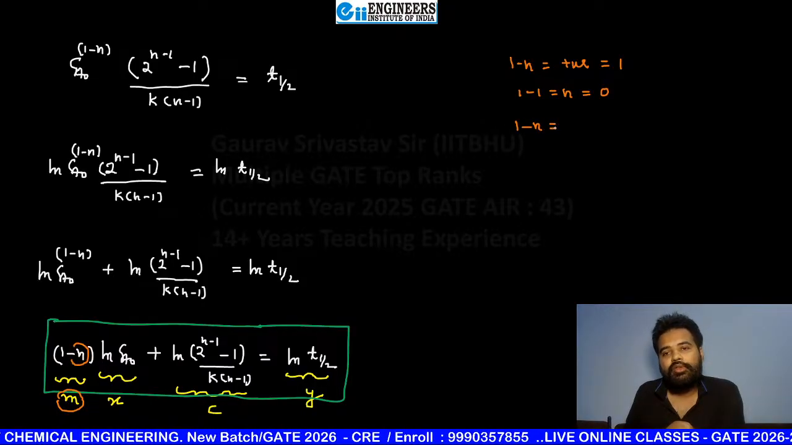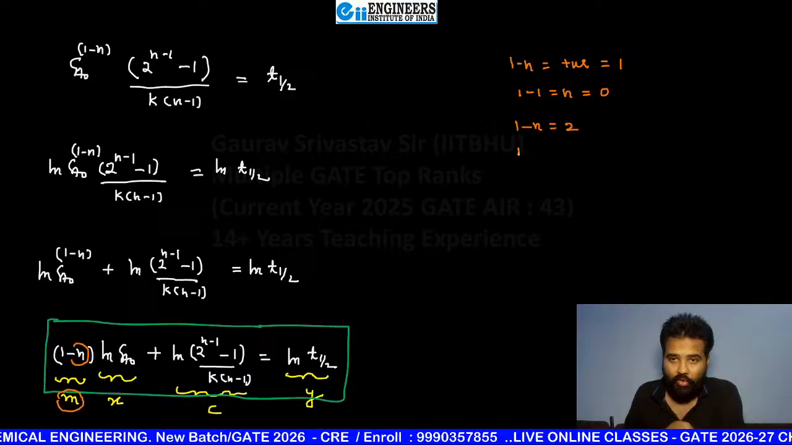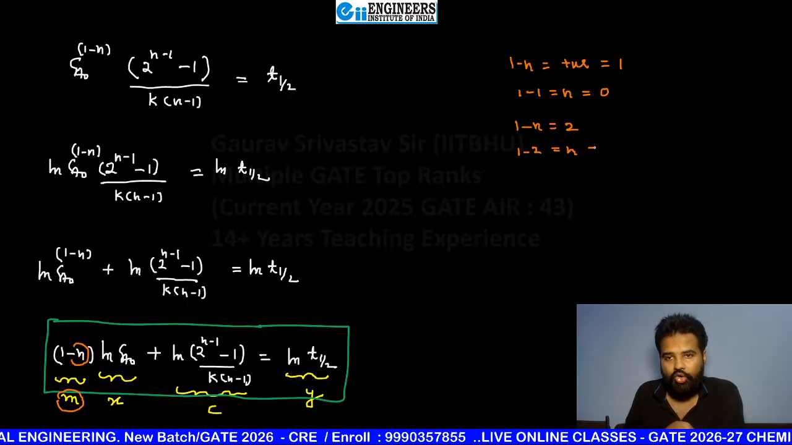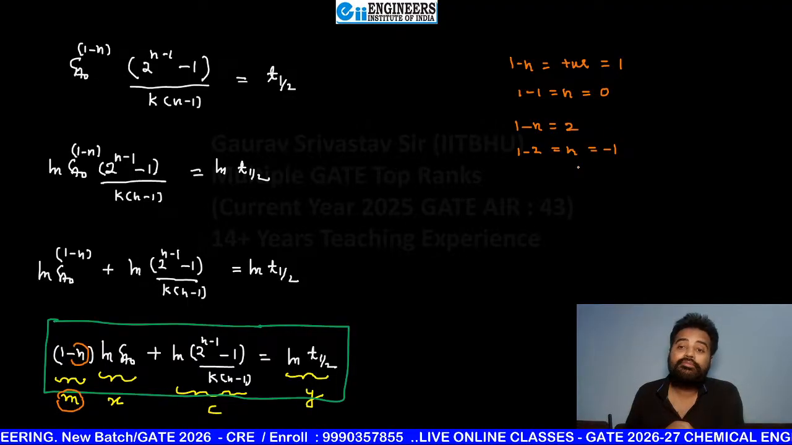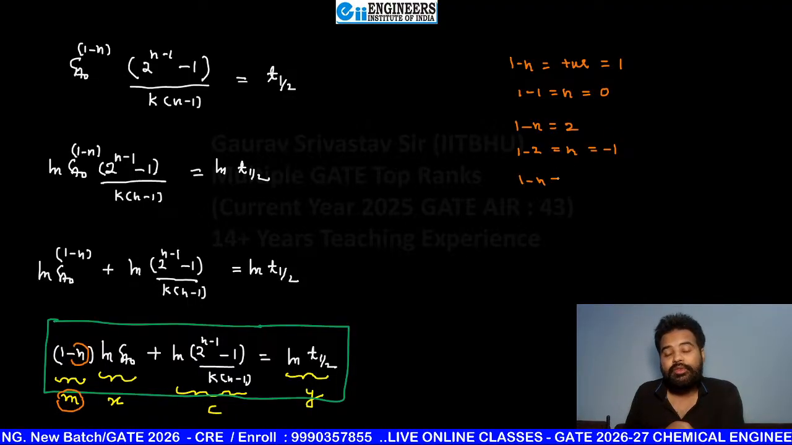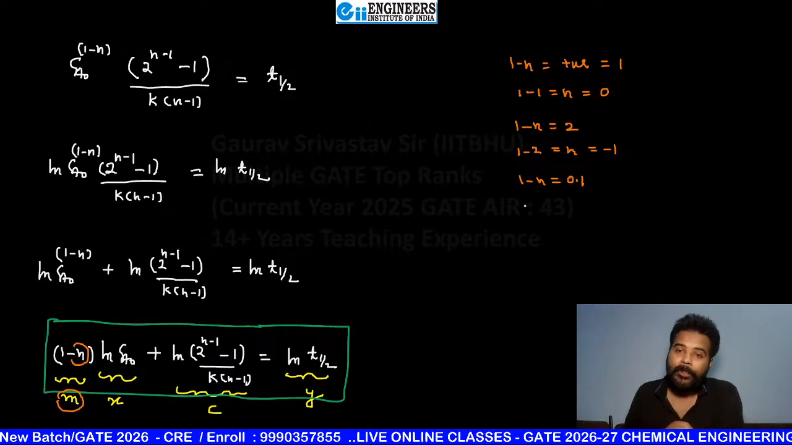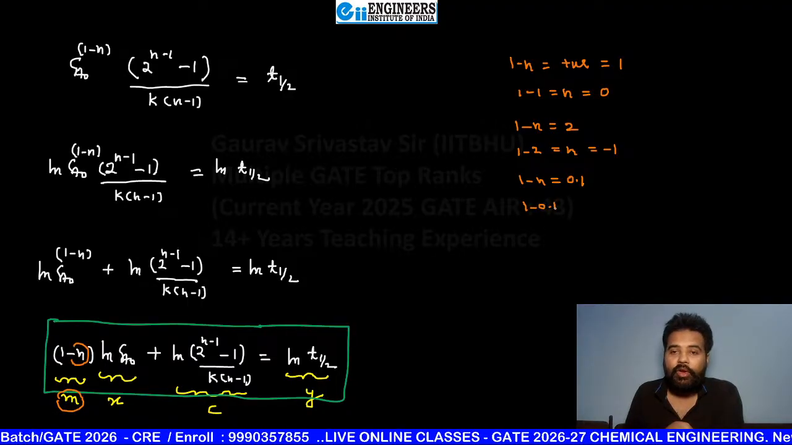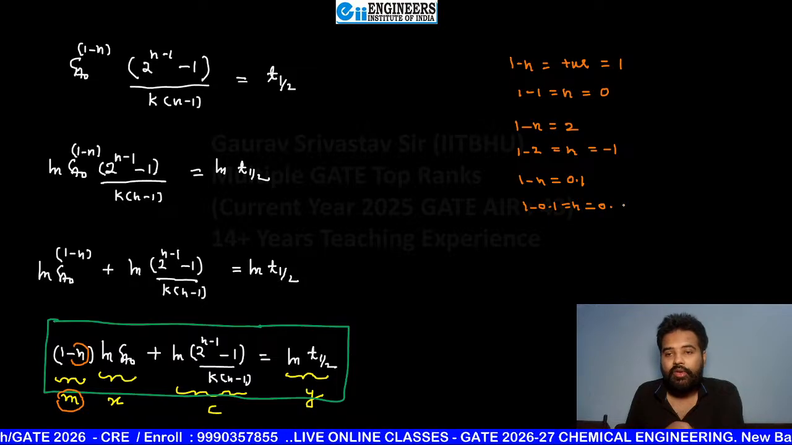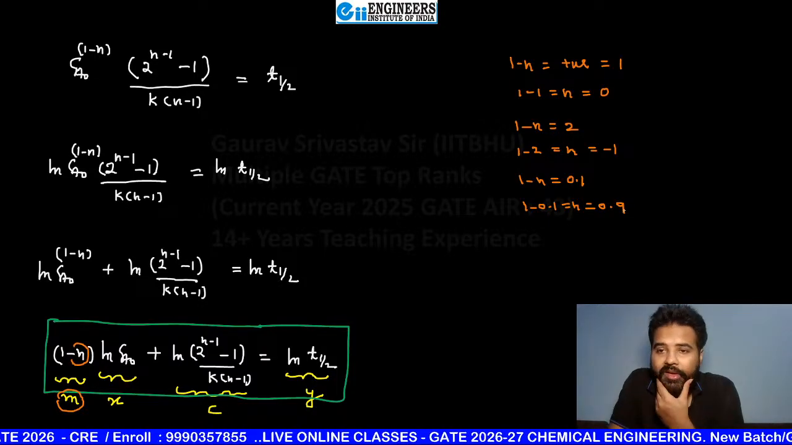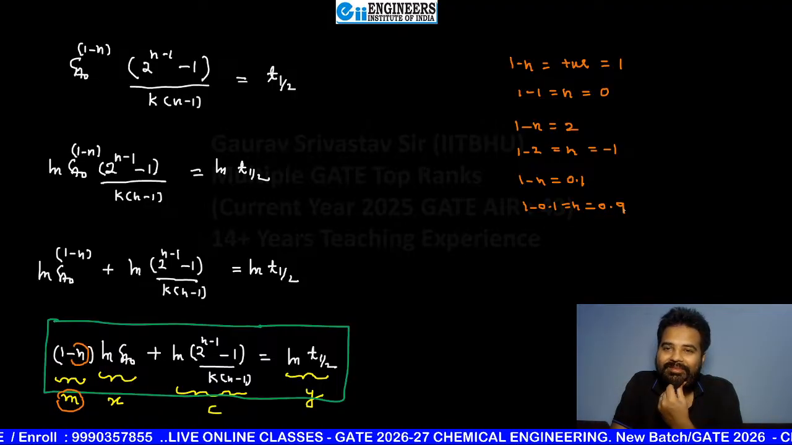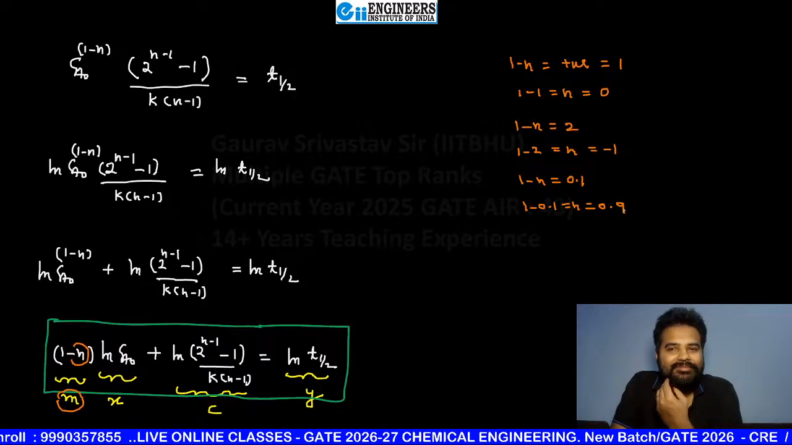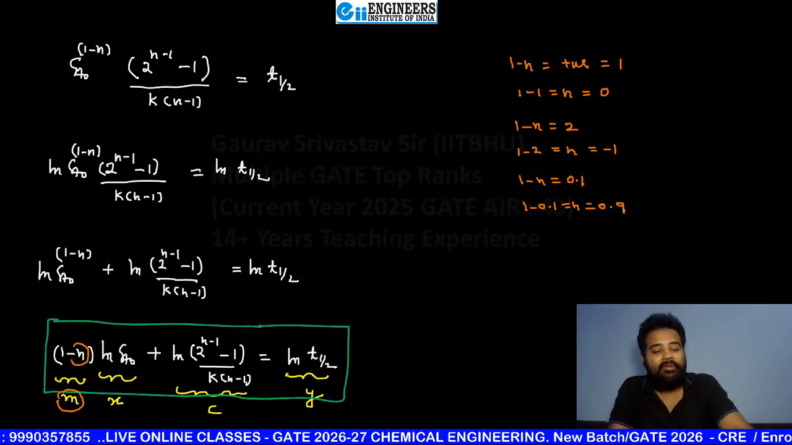Suppose it is positive, like 2. So 1 minus 2 is equal to n, which is less than 0. Suppose this positive value is something like 0.1. So 1 minus 0.1 will be n, and n is 0.9. What is happening here? Are you able to understand? Or is there some mistake? Tell me everyone.